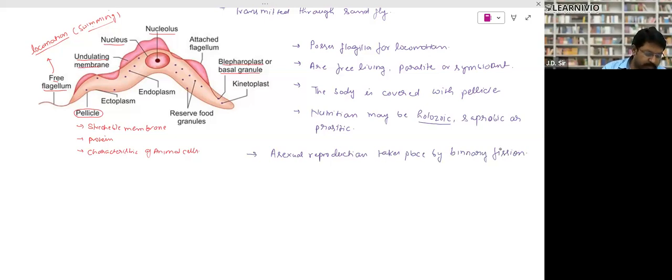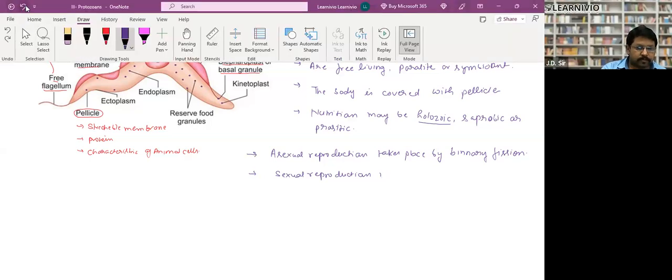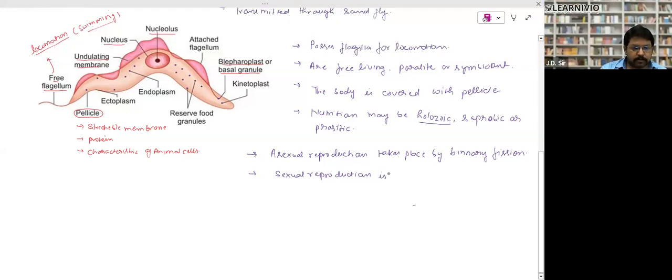So asexual reproduction takes place by binary fission, and sexual reproduction is found in some forms. So this is the flagellated protozoa.